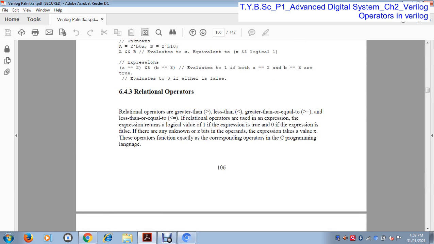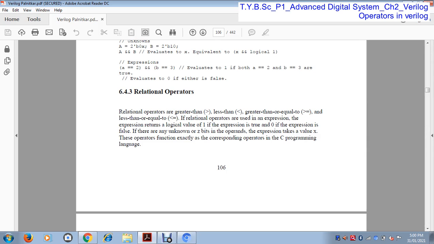Okay. Now the next operators are relational operators. Relational operator means what? It represents the relation between two variables. So greater than, less than, greater than or equal to, less than or equal to, these are the relational operators. If relational operators are used in an expression, the expression returns a logical value of 1 if the expression is true, and 0 if the expression is false.